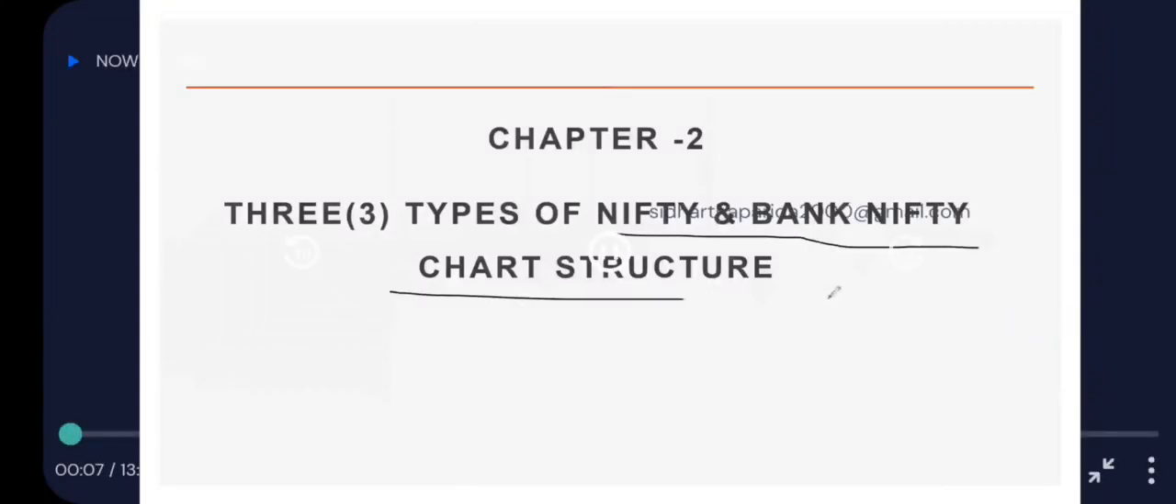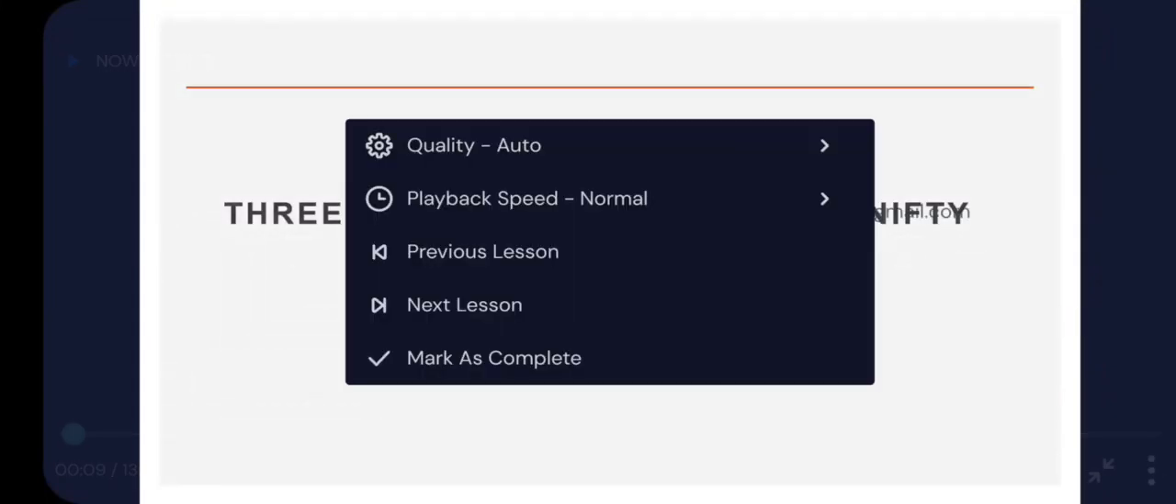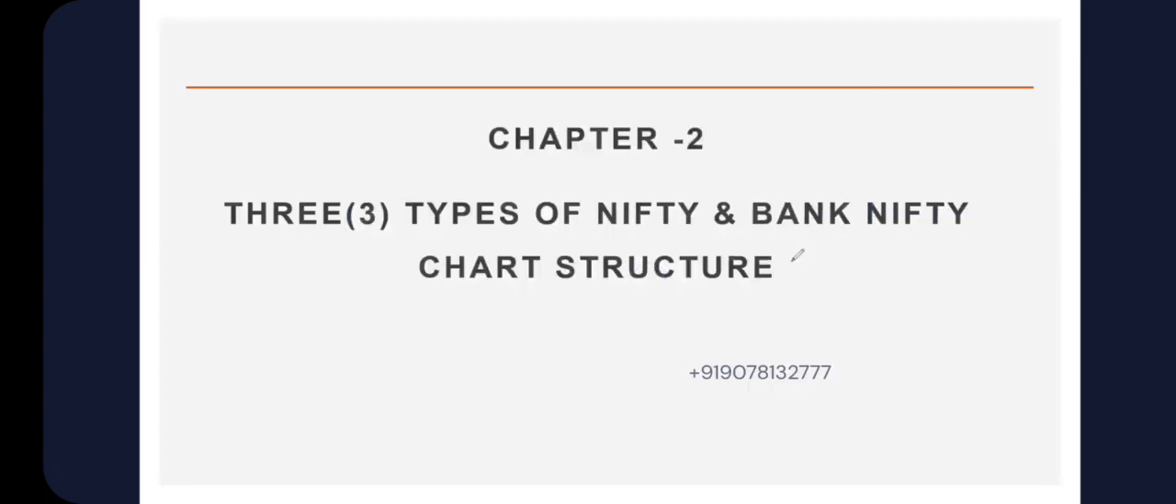Chart structure. As I discussed earlier in the book Secret of Pivotx by Frank Ochoa, he mentioned the 6 types of market structure. But when I did the backtesting, I realized that for the Indian market, we don't need 6 types of market structure. So I made it 3 types of market structure based on my experience and my backtest.